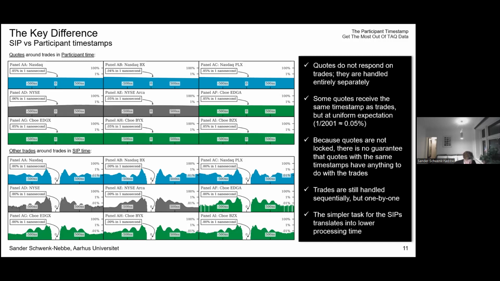Then the bin next to the one in the center would be the timestamp minus 1 nanosecond, the one left to that minus 2 nanoseconds, and so on and so forth. So this just tells you how many of these quote updates within these 2000 nanoseconds, which admittedly is a short time frame, have a given timestamp compared to the trade. So that's why I used, oh, sorry. Okay.